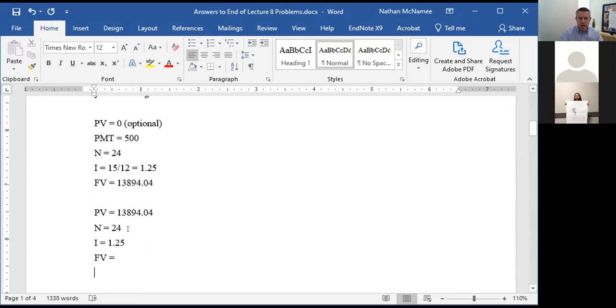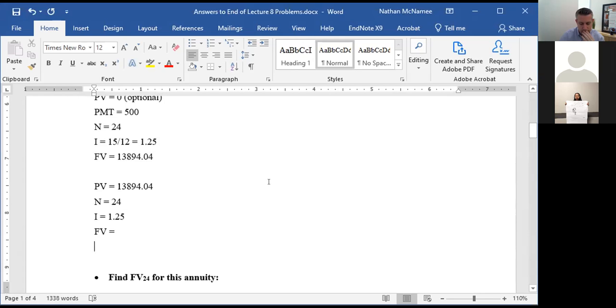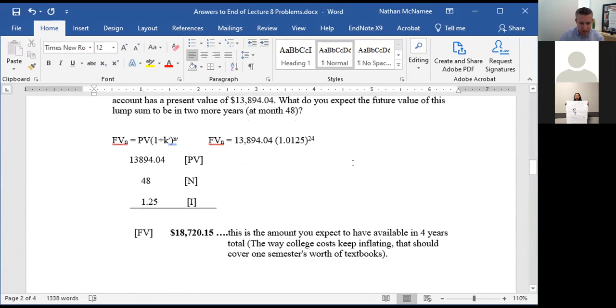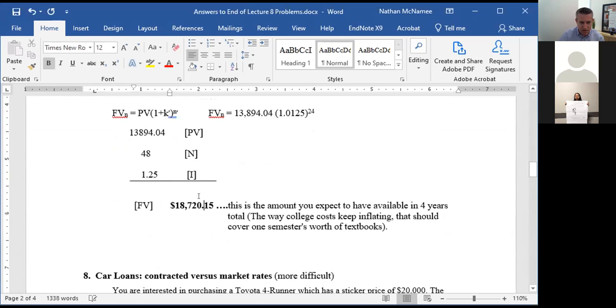Okay. Let's clear our time value of money registers. So 13,894.04 is present value. 24 is N, and 1.25 equals I. So what is the future value? $18,721.494. Correct. Let's just make sure we got that. Yep. So there it is.